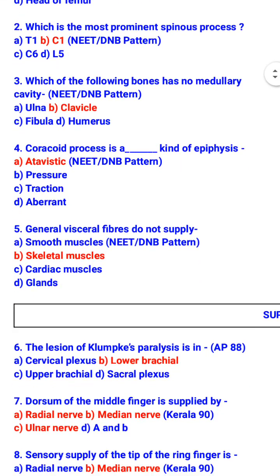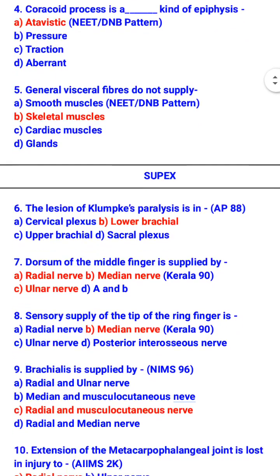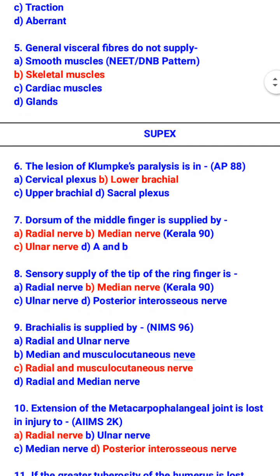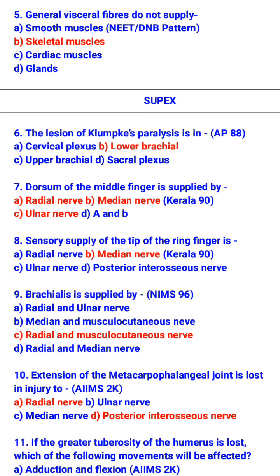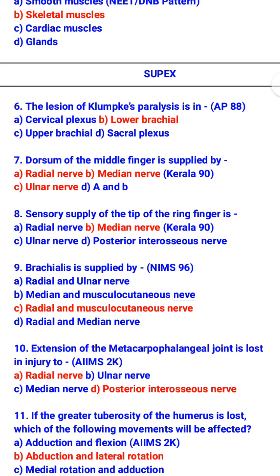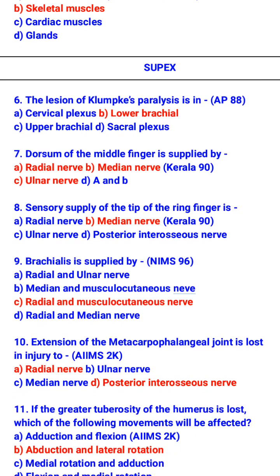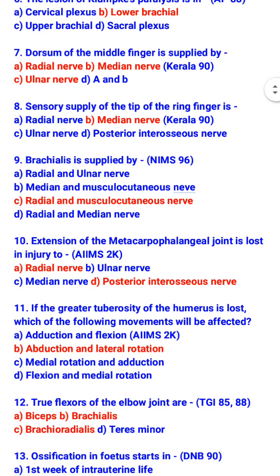General visceral fibers do not supply skeletal muscles. The lesion of Klumpke's paralysis is in the lower brachial plexus. Dorsum of the middle finger is supplied by radial nerve, median nerve, and ulnar nerve. Sensory supply of the tip of the ring finger is median nerve. Brachialis is supplied by radial and musculocutaneous nerve.